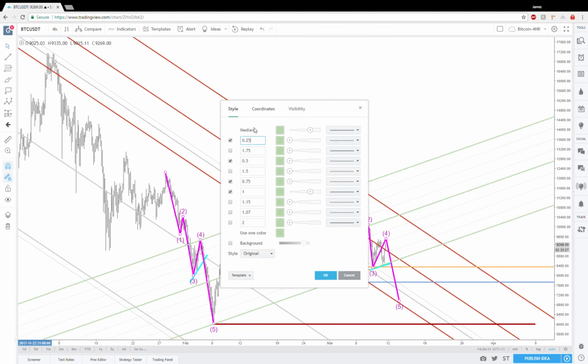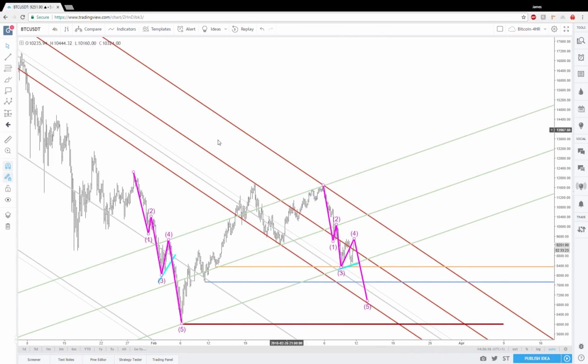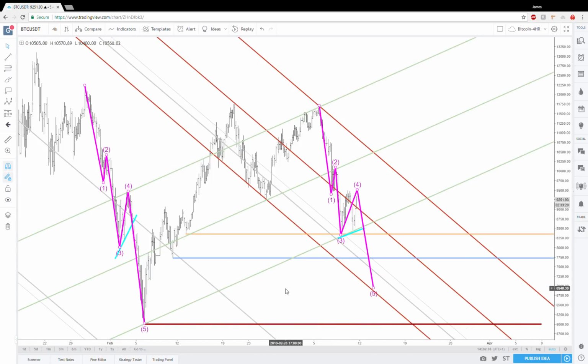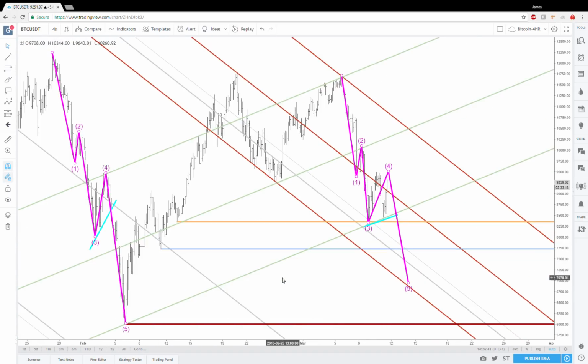Let me remove all these little small lines. Sorry about that. These should not be there at all. So what I wanted to talk about was the similarities.